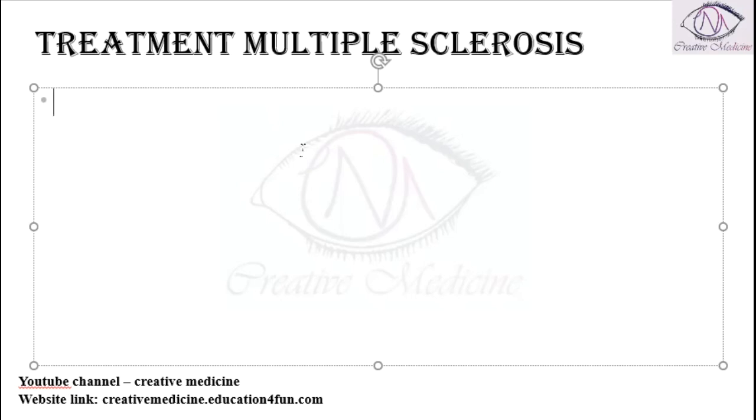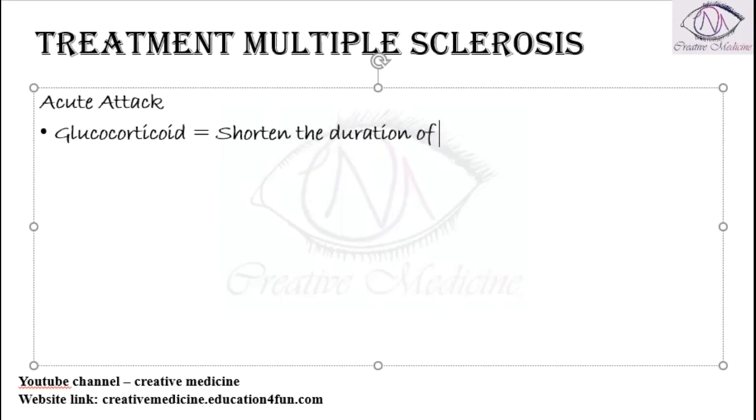First, in an acute attack of multiple sclerosis, the patient can be given glucocorticoid treatment. This glucocorticoid treatment will shorten the duration of exacerbation.